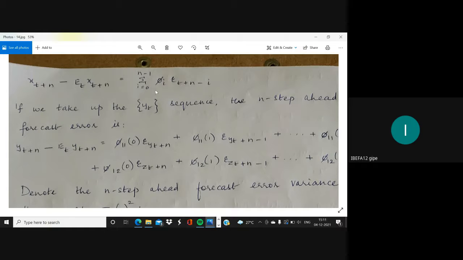So here, this will be the n step ahead forecast error, which is generated. Again, you can see a cumulative sum of all the error terms. Since we are dealing with the model in the structural primitive form itself, you're getting the structural error terms here. So now if you take only the yt sequence, the n step ahead forecast error for yt will be this.